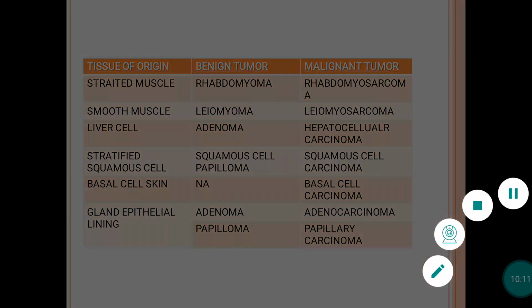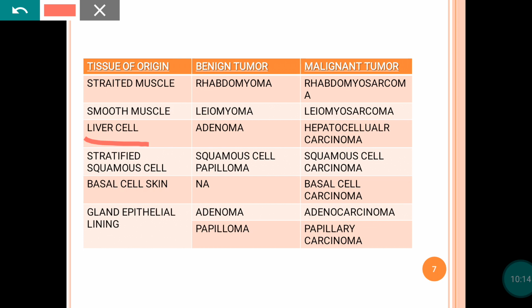Now, if the tissue of origin is the liver cell, then the benign tumor is known by the name adenoma, while the malignant tumor is known by the name hepatocellular carcinoma. Until this example, we have seen only examples of mesenchymal tissue. Now, this is the epithelial cell malignancy. Liver cell is the epithelial cell. So, the malignant tumor is known by adding the suffix carcinoma. That's why it is known as hepatocellular carcinoma.